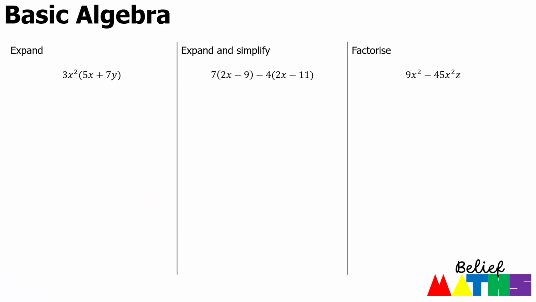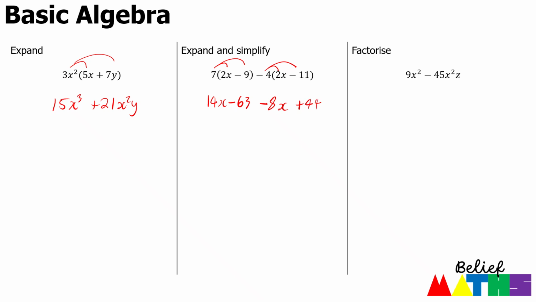And we're going to look at some basic algebra again. Again, just a quick reminder of each of these. So if we start by expanding our brackets, we get 15x cubed plus 21x squared y. Second one, expand each of the brackets separately. We get 14x minus 63. And then remember in this one we're multiplying it by negative 4. So that's negative 8x and then plus 44.